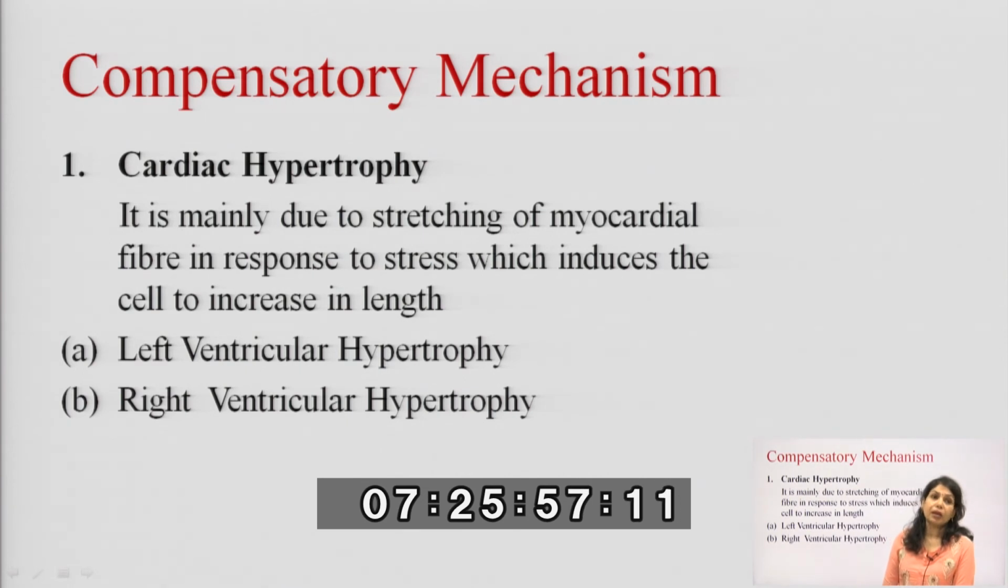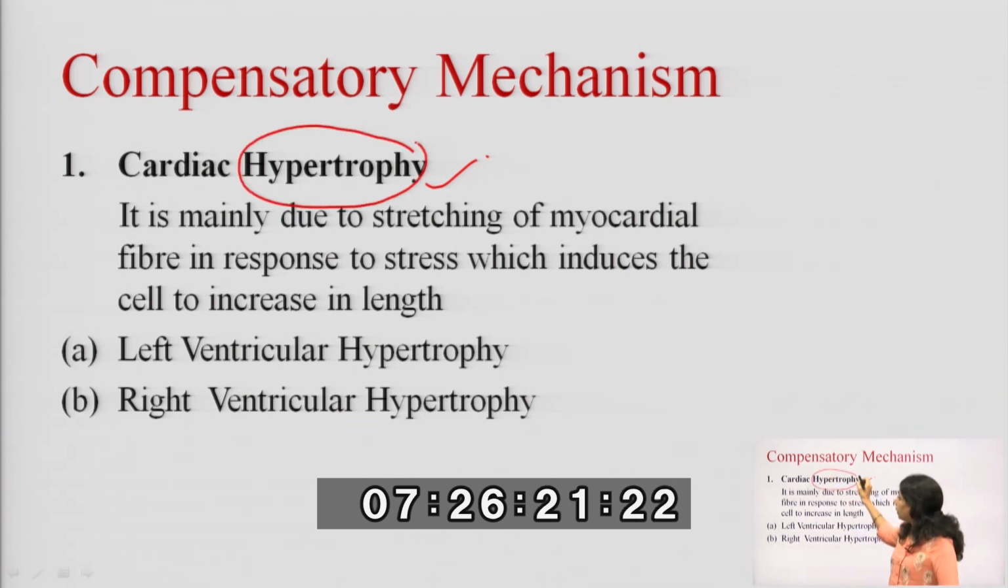Now, compensatory mechanisms. What are the different compensatory mechanisms that occur? That means when there is a heart failure, what all happens? Number one is cardiac hypertrophy. Cardiac hypertrophy means when the heart is not functioning properly, the cell size of the heart increases. So, this is called hypertrophy. It is mainly due to stretching of the myocardial fiber in response to stress, which induces the cell to increase in length. The stress is that the heart is not functioning properly.